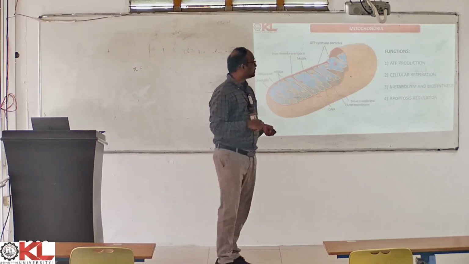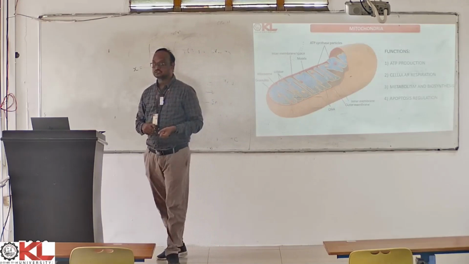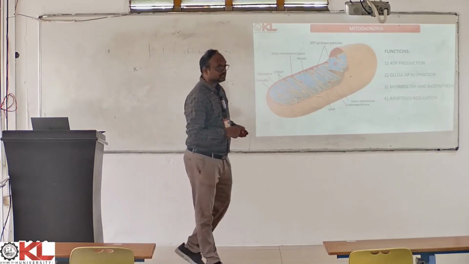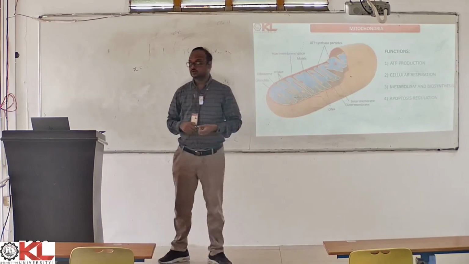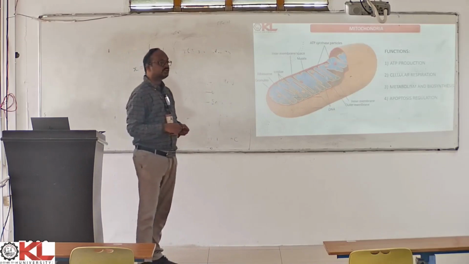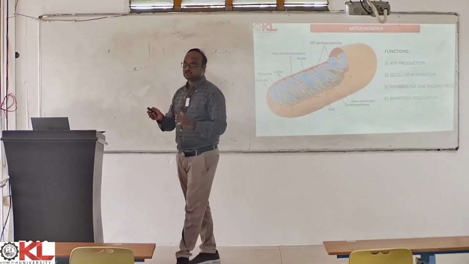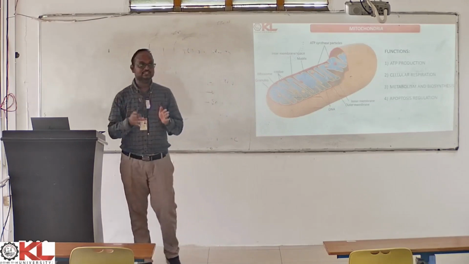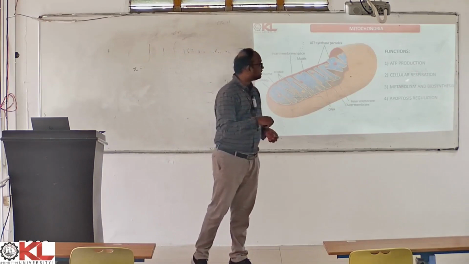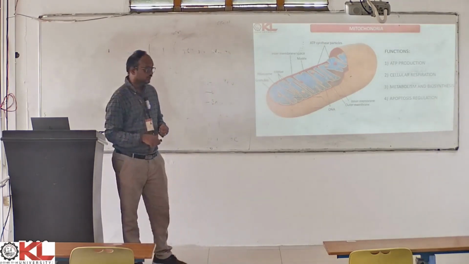So let's have a look at the major functions of mitochondria. The first major function of mitochondria is ATP production. As we are discussing, mitochondria is called the powerhouse of the cell and has the capability to produce ATP. How is ATP produced? ATP is produced by carrying out several metabolic pathways inside the mitochondria. Cellular respiration is another major function of mitochondria.